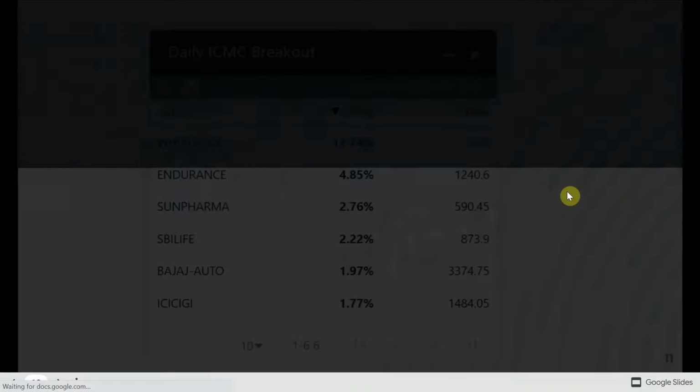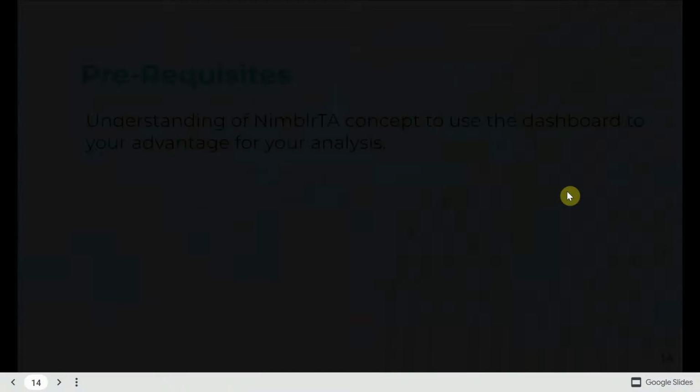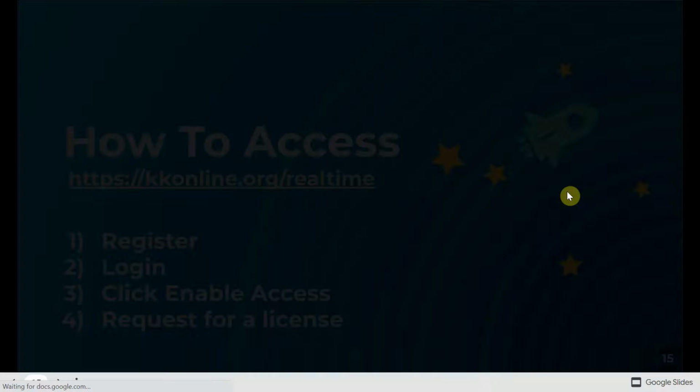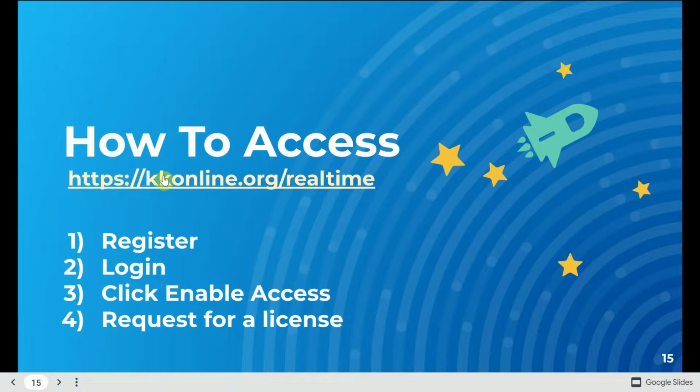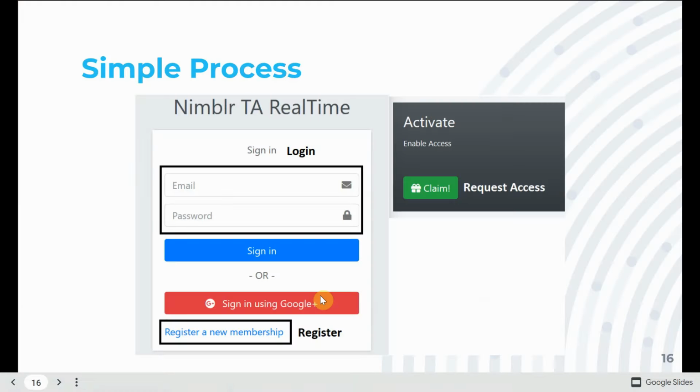For example, in this case, we have multiple stocks available. So we would go to the site kkonline.org/realtime. If you are a first time user, you can register, you can log in, and then you must click the enable button to access the widgets. So over here, you can activate it by clicking this claim button and you will get a free preview period for the usage and assessment of the tool.